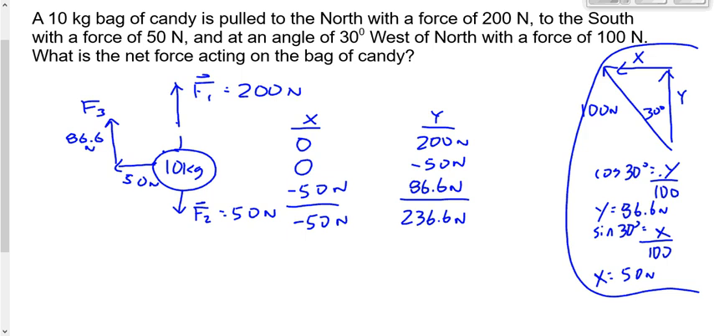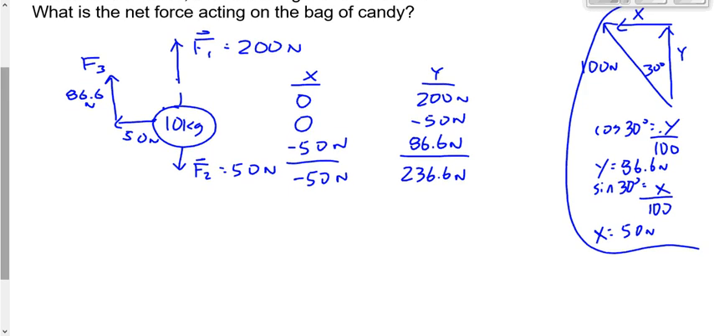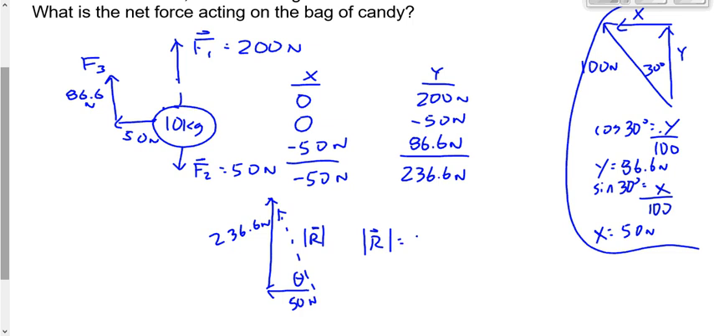That was step 2. Find the total x, find the total y. And then I'm going to redraw it. I get 50 newtons to the left. I've got 236.6 up. And then my resultant vector right here, which is the sum of the vectors, is just going to be found by the Pythagorean theorem.